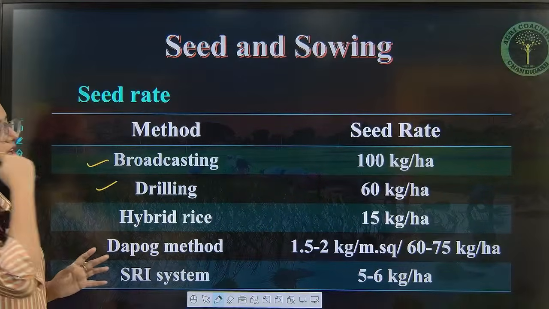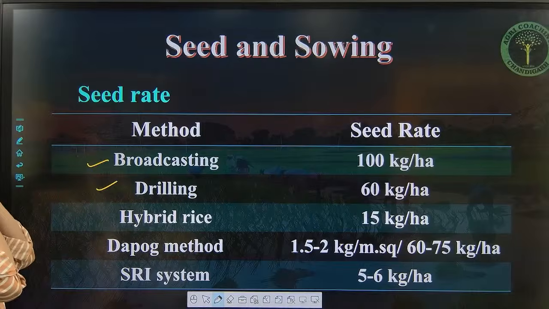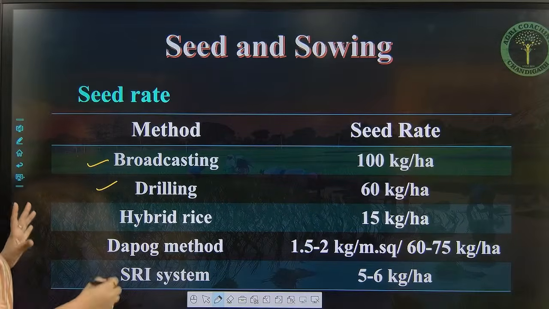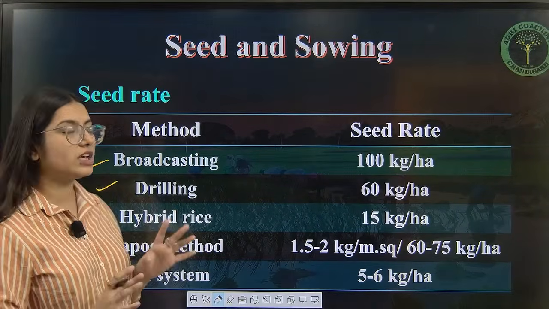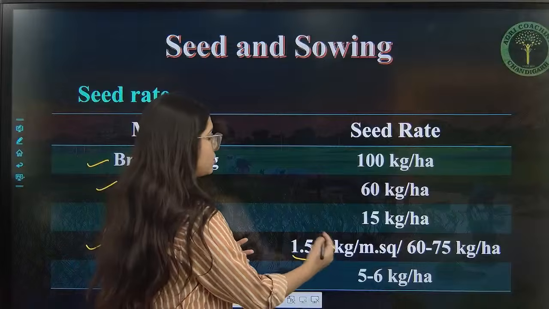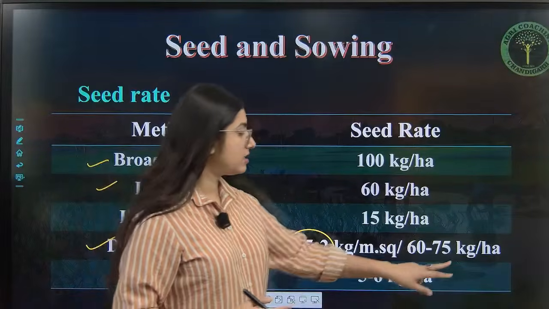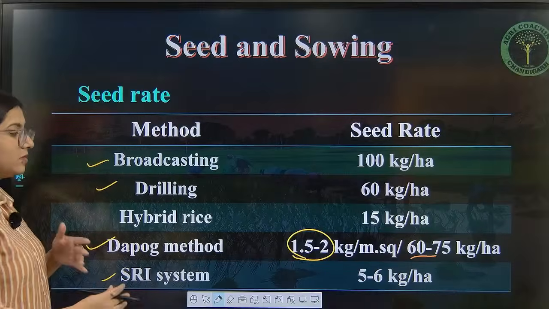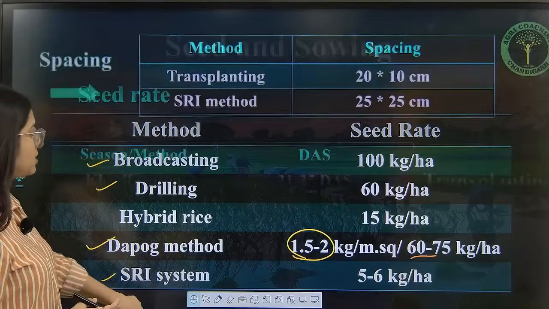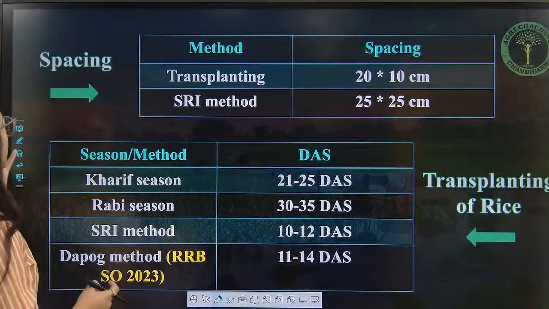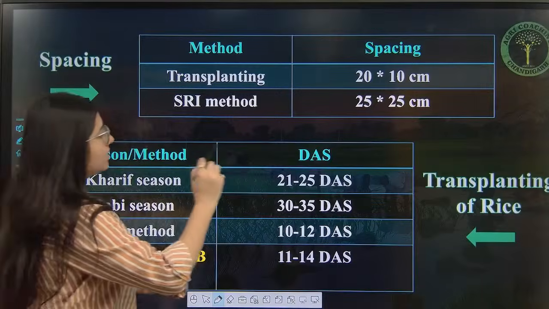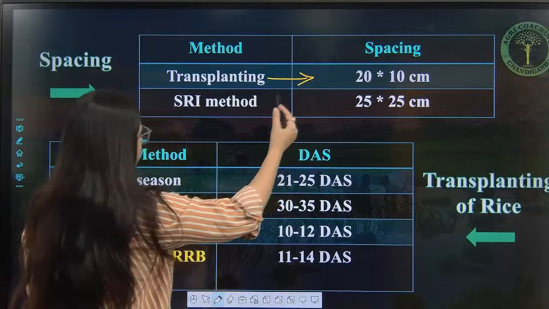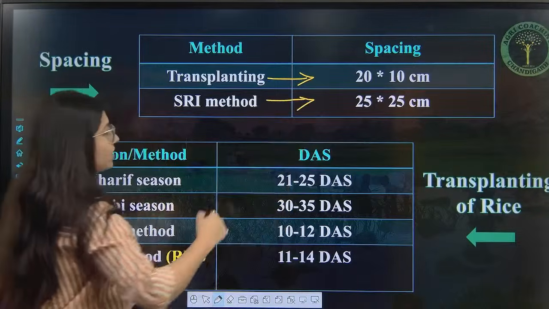By drilling method, around 60 kg per hectare. For the hybrid rice, 15 kg is good enough. For the Depog method, it's 1.5 to 2 kg per meter square, and in kg per hectare, it's 60 to 75 kg per hectare. SRI system, around 5 to 6 kg per hectare. Then spacing. For transplanting, the spacing is 20 by 10, and for the SRI method, it's 25 by 25 centimeter.